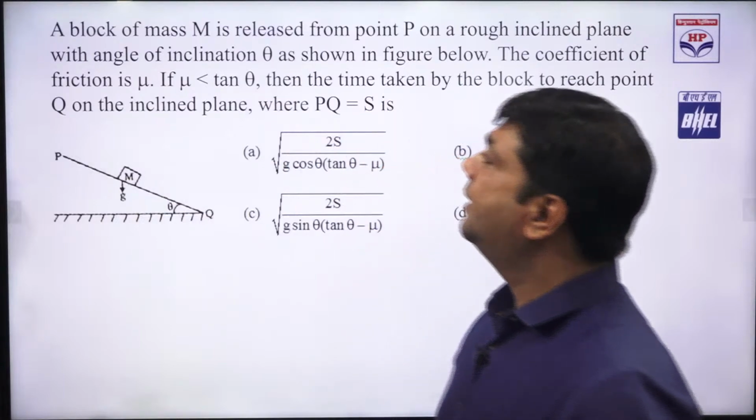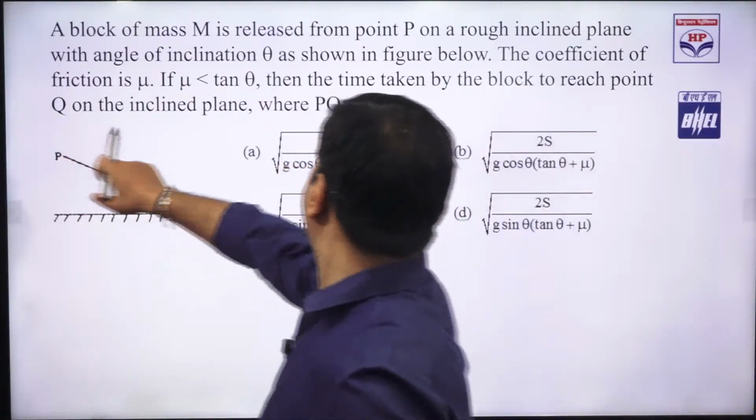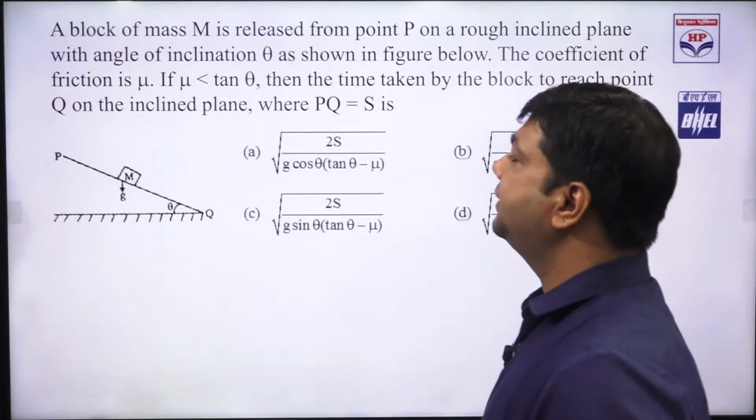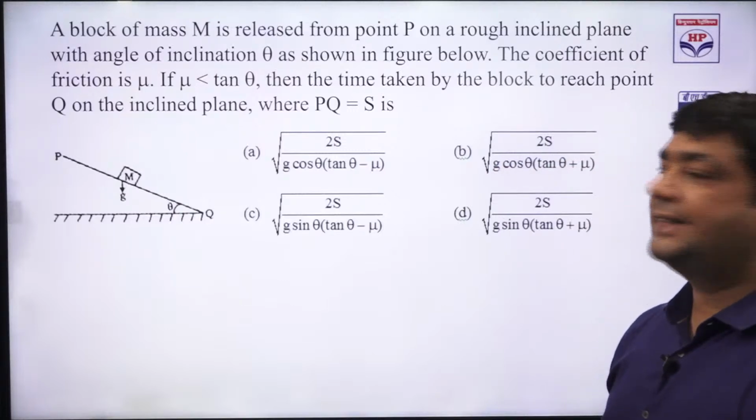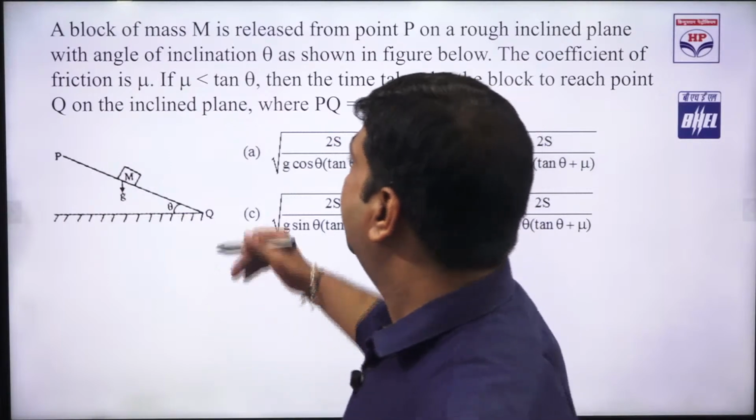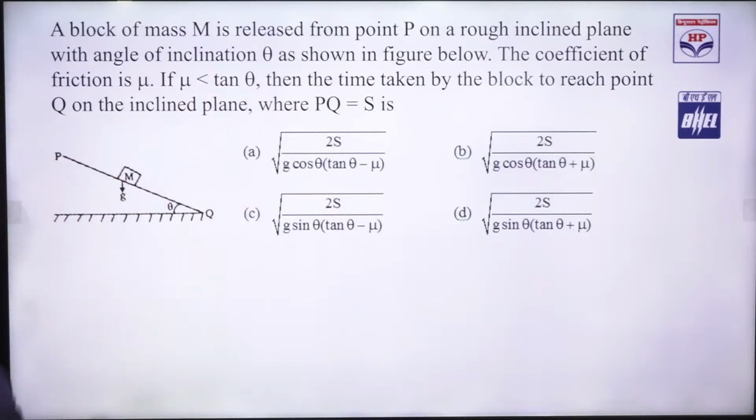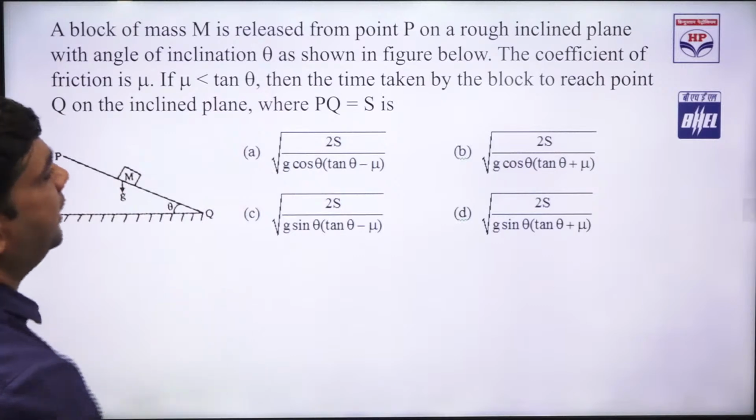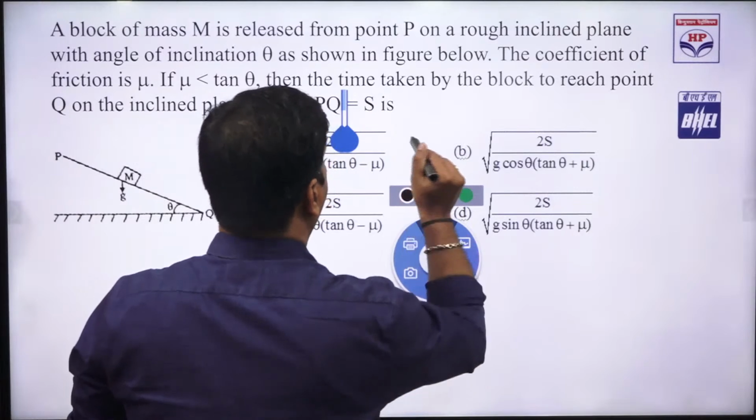The question is saying that a block of mass m is released from a point P on a rough inclined plane with an angle of inclination theta, as shown in the figure below. The coefficient of friction is mu. If mu is less than tan theta, then find the time taken by the block to reach the point Q on the inclined plane, where PQ equals S. This whole distance is given as S, and you just find out the value of the time taken.